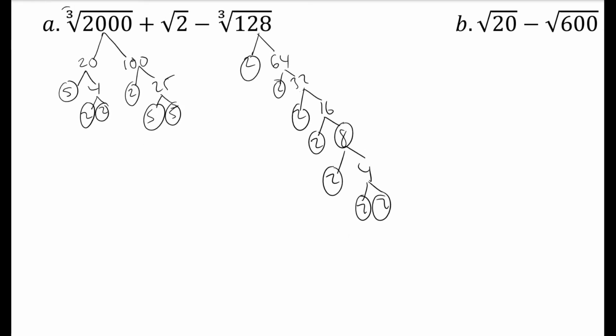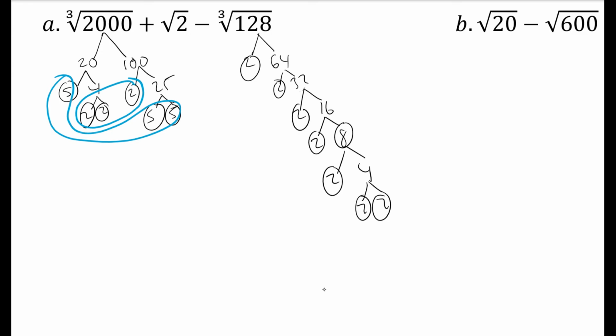So here we're looking for cubes, and so we're looking for 3 of a number. So looky here, we have 3 5s and we got 3 2s. So this actually works out very well. So this is actually a perfect cube, surprisingly.